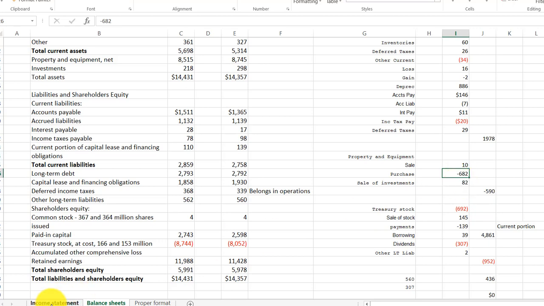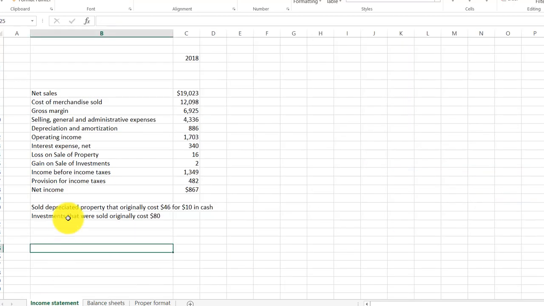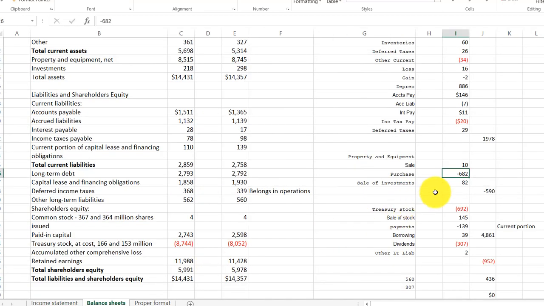All right. Going back to the income statement about investments. Investments that were sold originally cost $80. They were sold at a gain of $2. So we must have sold them for $82 million, whatever, in cash. So that is the cash we received from that sale.